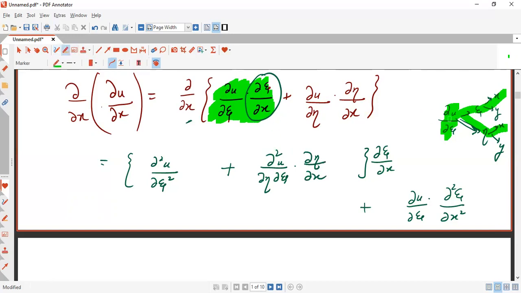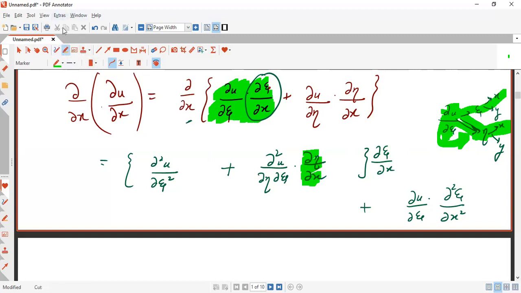Because this xi del u upon del z is also a function of eta, so I have differentiated with respect to eta, so it will become del square u upon del eta del z, and this eta will be differentiated with respect to x, so it is coming over here. That's it. These three terms will come. Okay. I hope till here it will be clear to you. Now moving on to the next part.